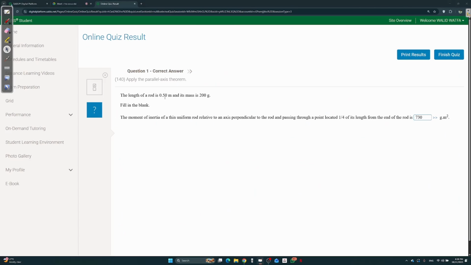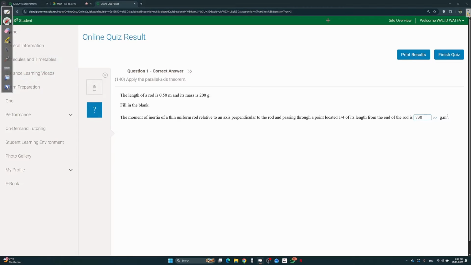Let's apply it here. The moment of inertia of a thin rod relative to an axis perpendicular to the rod and passing through a point located 1 over 4 of its length from the end of the rod. Now this is a grid question. In the grid question, they said find the moment of inertia of a thin uniform rod relative to an axis perpendicular to the rod and passing through a point located 1 over 4 of its length. They didn't give us any numbers, they said find an expression for it. Here they want you to use the calculation.